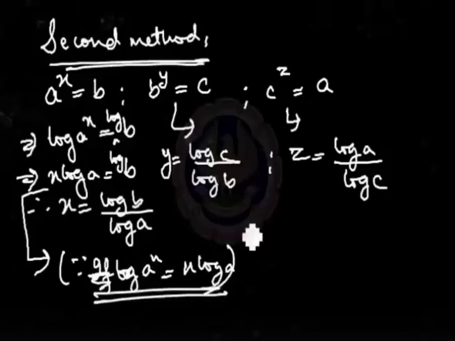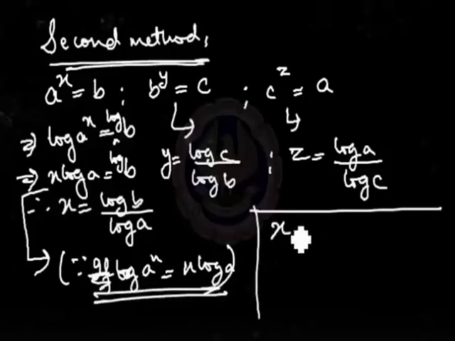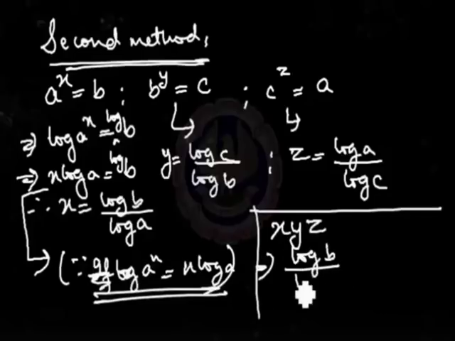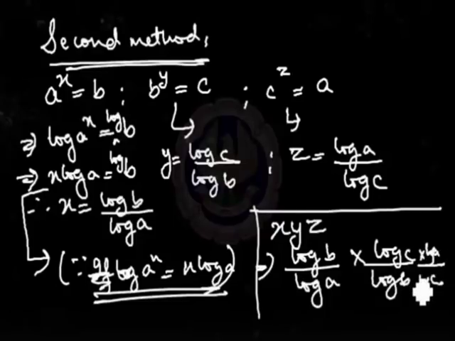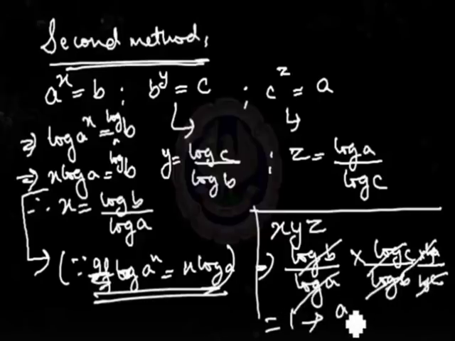What do we have to find out? We have to find out the value of x, y, z. We will just substitute the values. In place of x, we will write log b by log a, into, in place of y, we will write log c by log b, into, in place of z, we will write log a by log c. Correct? We will cancel log c, log c, log b, log a, which is equal to 1, which is option A, answer.